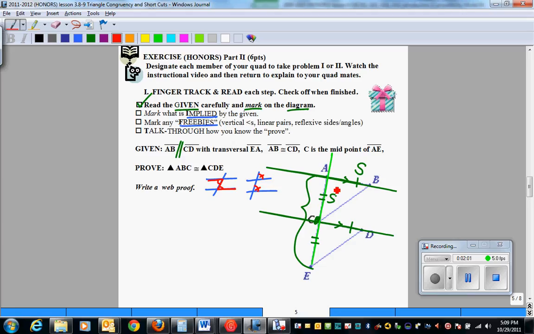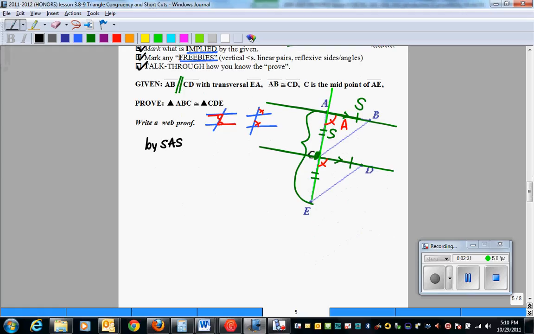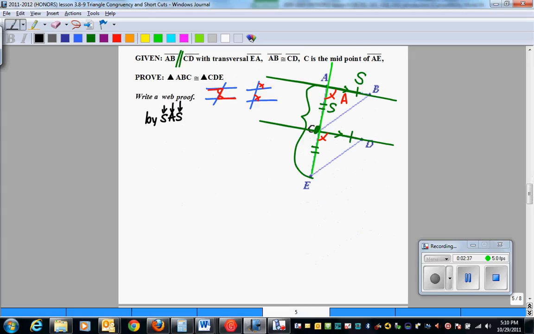And if you look carefully at these triangles, angle A here is congruent to angle C. Those are corresponding angles. So A and C are corresponding, so we're going to mark that with an A. So we can see that the triangles are actually congruent by side, angle, side. So we already know how the triangles are congruent. They're congruent by side, angle, side. So we're going to make a web proof that deals with those three pieces of information: side, angle, side.